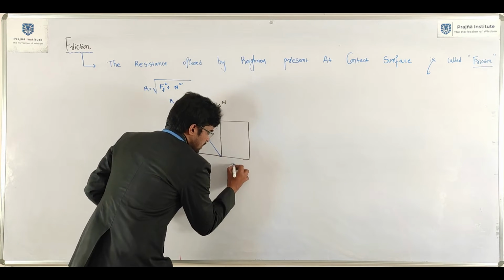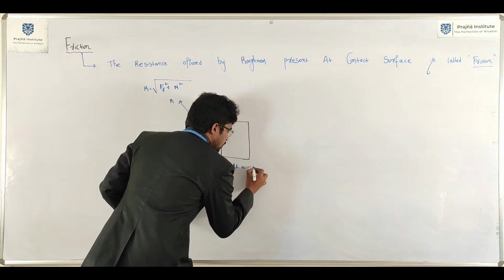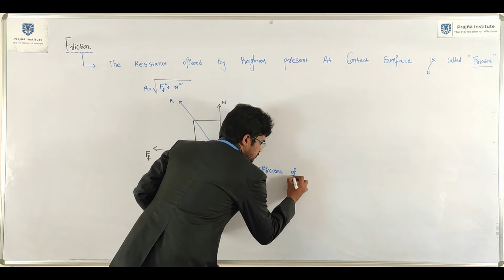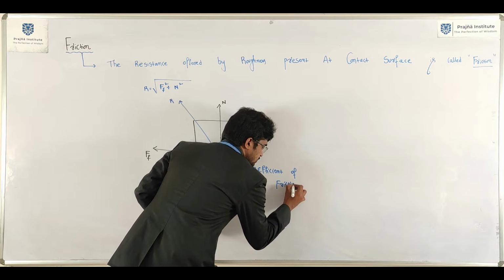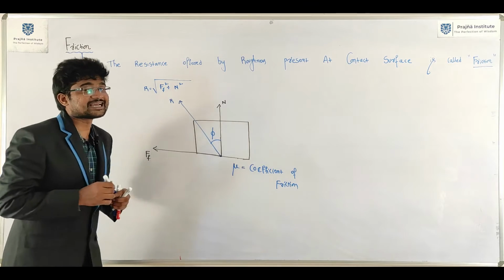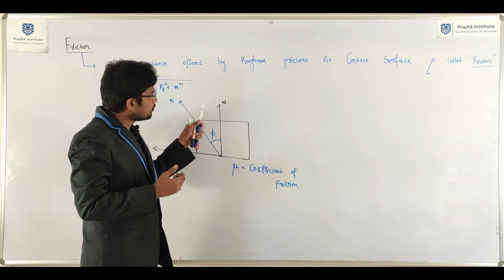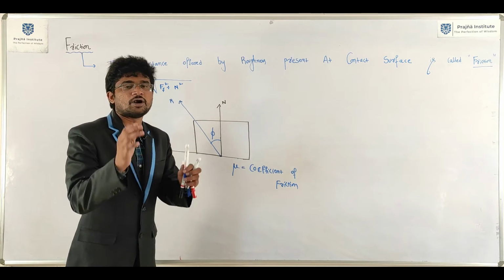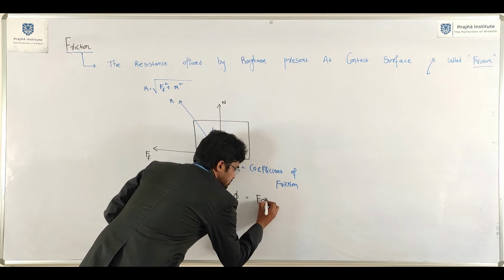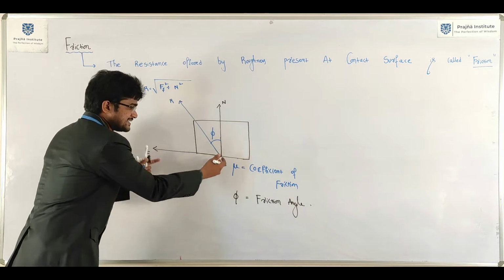The coefficient of friction at the contact surface is mu. And what is meant by friction angle? Friction angle is nothing but the angle made by the resultant with the normal. Phi equals the friction angle. Of course, it is a vector.